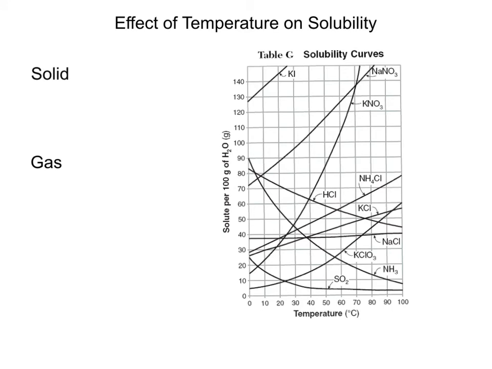So we've seen one of these before. It's a solubility curve, a graph. What we have is the solute per 100 grams of water, and we also have temperature in Celsius. We're going to take a look at both a solid and a gas. Both of these have different relationships. For solids, we're all pretty aware that as we increase the temperature on a solid trying to be dissolved, we increase the solubility.